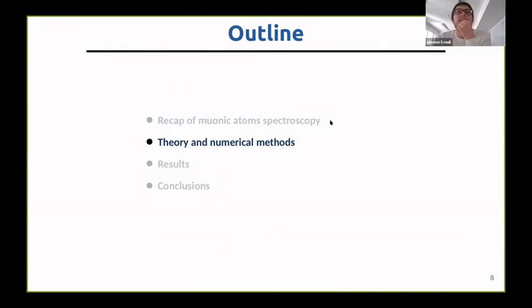So this was the end of the introductory part. I hope I've built up enough motivation to justify what we're going to do next. And next, we are going to discuss how we compute the two-photon exchange corrections to the Lamb shift in muonic atoms.